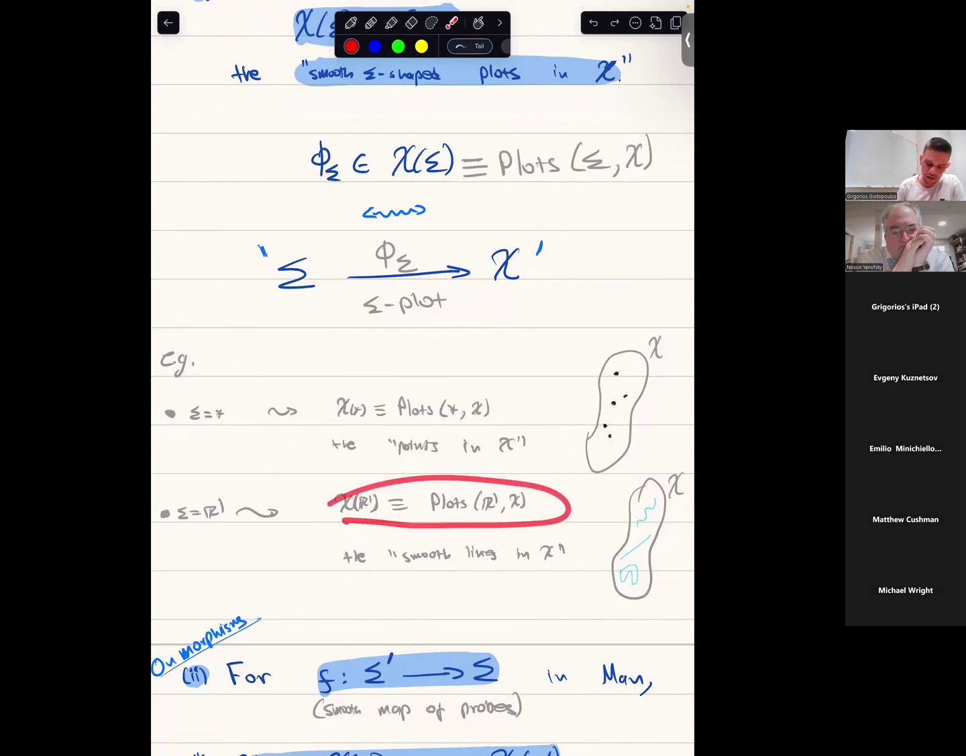Or if I take the value of the functor X on the real line, well, I think of this as the collection of smooth lines there are in X. Of course, you will have a precise description of X, and then this will give you more of an intuition of what this means. But at the abstract level, this is how I think of it.